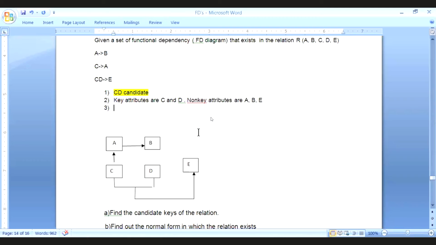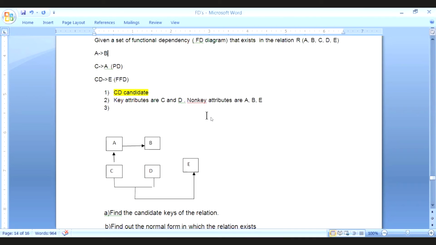Ma'am, it's violating. So CD to E is what? It is an FFD, fully functional dependency, because CD is the candidate key. What is C to A? C to A is partial functional dependency, PD, because A is a non-key attribute and C is a key attribute. Non-key on the right hand side and key on the left hand side is a partial dependency.